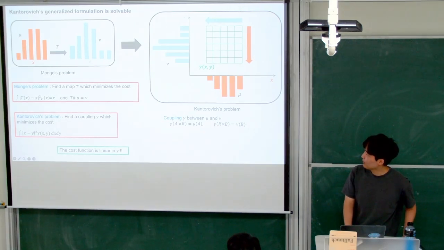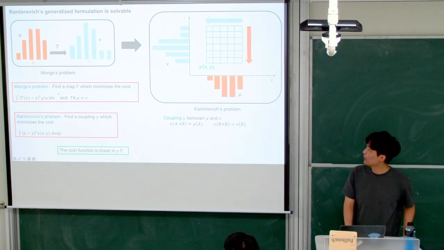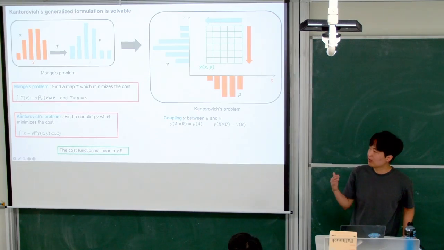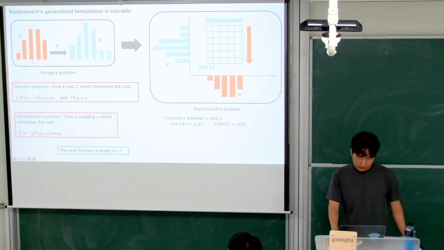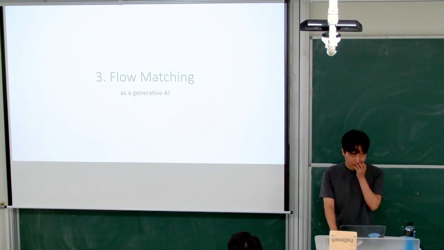the Kantorovich problem is a function of gamma, right? We have to choose gamma. And this function is actually linear in gamma. However, in the Monge problem, the choice of T is not linear in T. So that's why the Kantorovich problem is easier to solve. Questions?